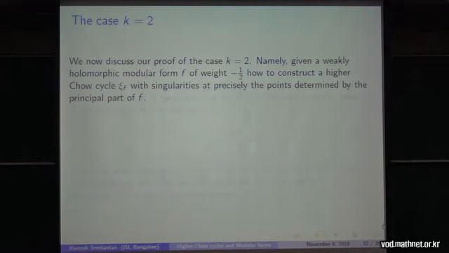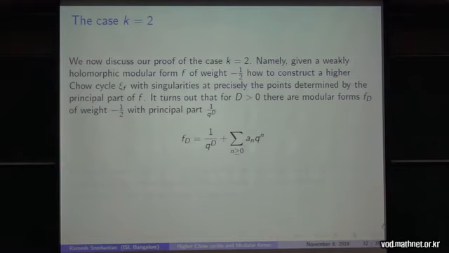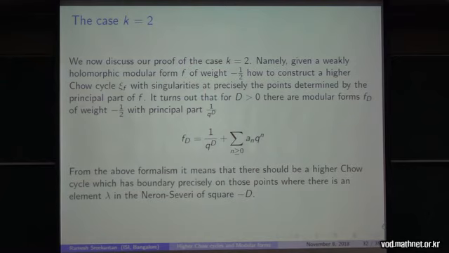Okay. Now one knows that for d greater than 0, there are modular forms fd of weight minus half with principal part 1 over q to the d. These are the same things which come up in the work of Funke, because they're also weight minus half forms, more or less the same things. Okay. So you take the same forms which are used there, but you apply a different lift. So from the above formalism, it means that there should be a higher Chow cycle which has boundary precisely on those points where there's an element lambda in the Néron-Severi lattice of square minus d.